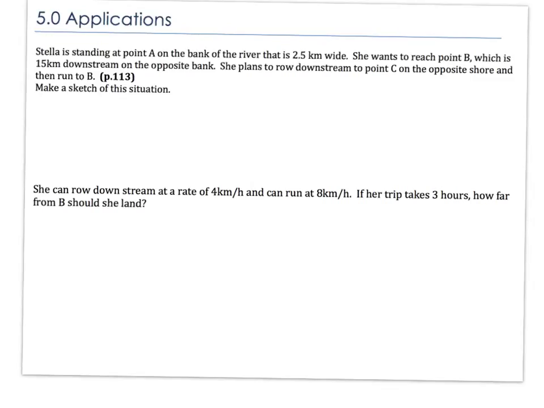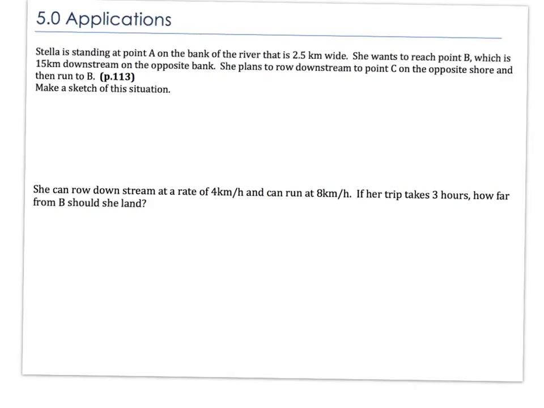Stella is standing at point A on the bank of a river that is 2.5 kilometers wide. She wants to reach point B, which is 15 kilometers downstream on the opposite bank. She plans to row downstream to point C on the opposite shore and then run to B. So we're going to make a sketch of this situation.